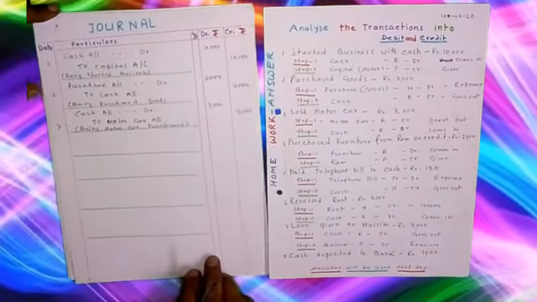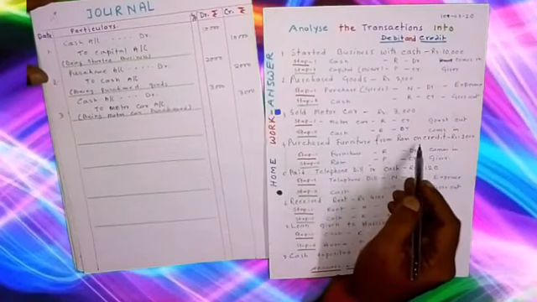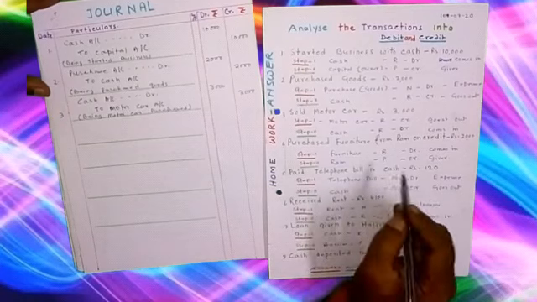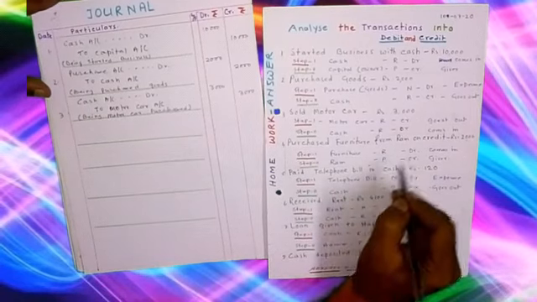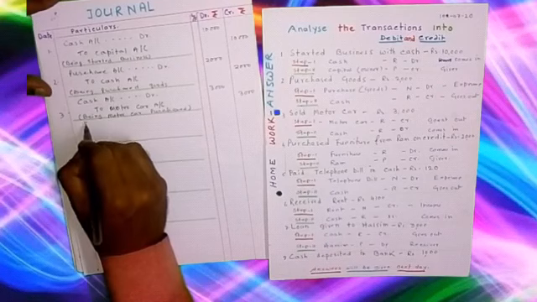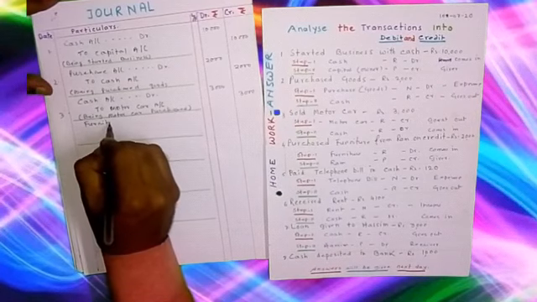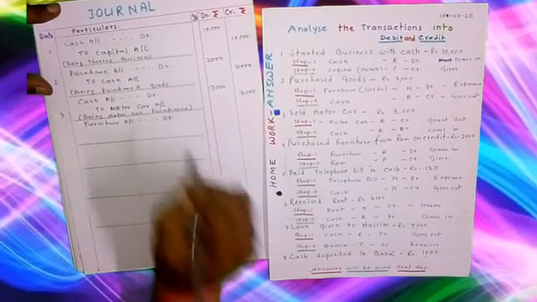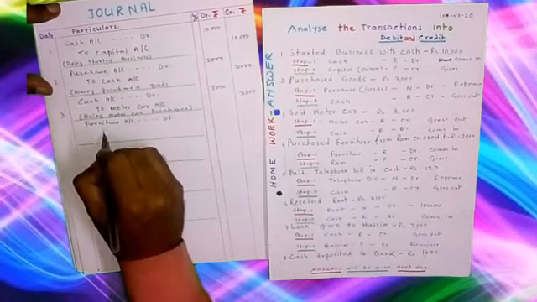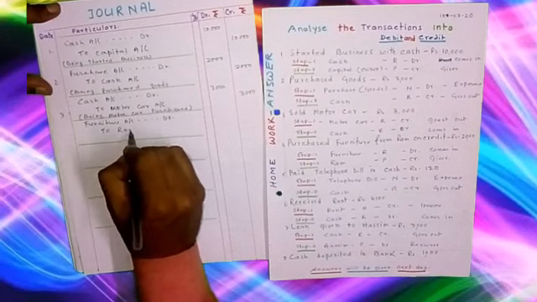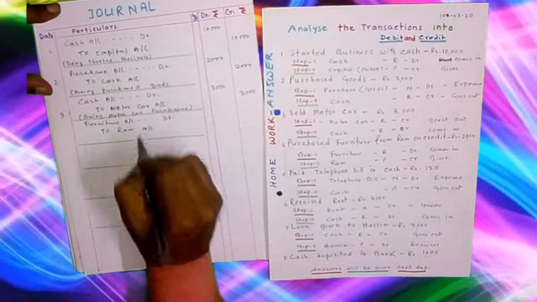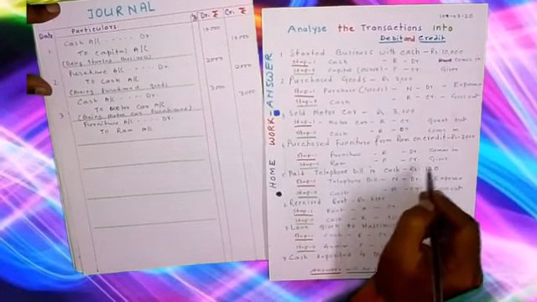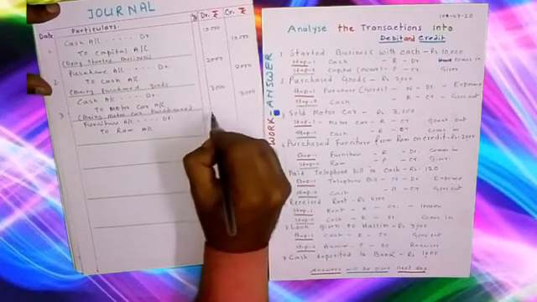Next, purchase furniture from Ram on credit. Analysis is furniture debit, Ram credit. At first write the debit item. Debit item is furniture. You write furniture account debit. Here credit is Ram. Write to Ram account. Amount is 2000. You write 2000.